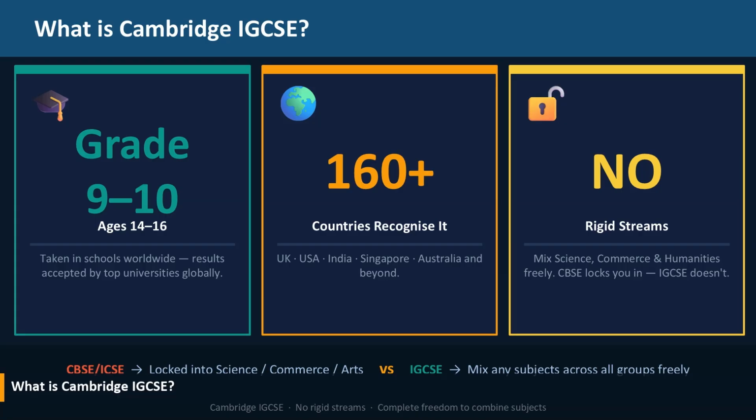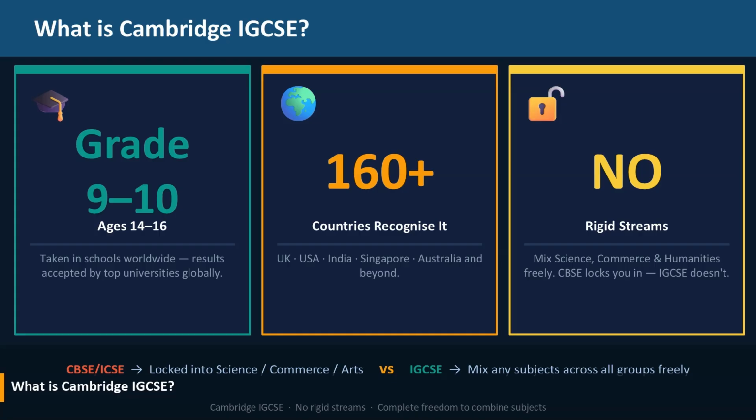But the one thing that makes IGCSE different from CBSE and ICSE, and this is the big one, there are no rigid streams. In CBSE, after grade 10, you pick science, commerce, or arts, and that locks you in. Cambridge IGCSE doesn't do that. Science and economics together? Fine. History and computer science together? Also fine. You build your own combination. That freedom is powerful, but it means you have to make real choices. So let's understand what those choices actually are.